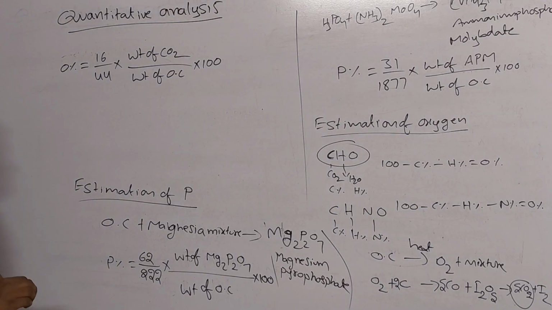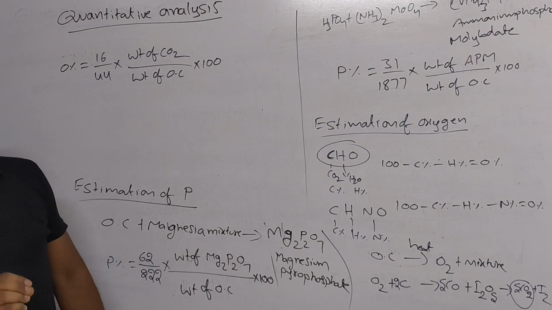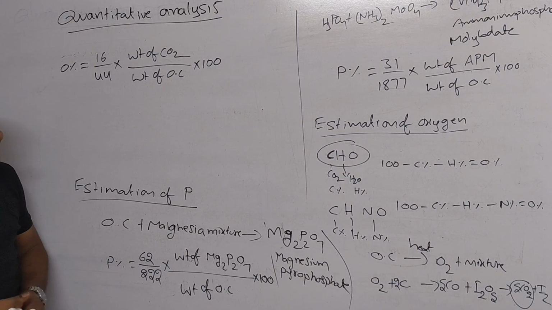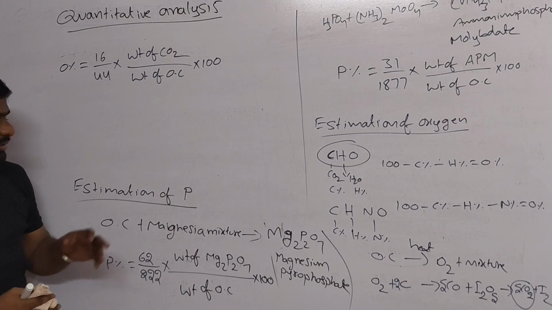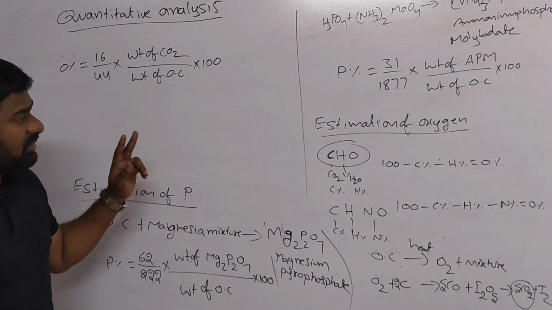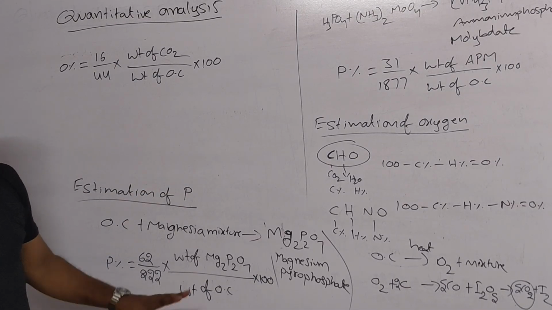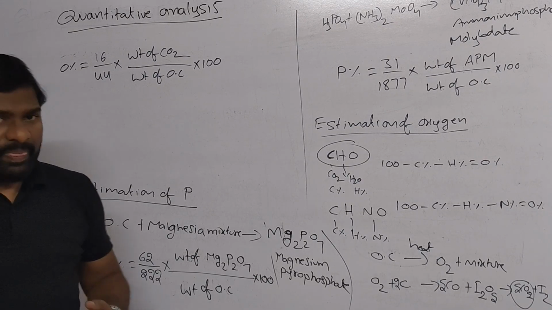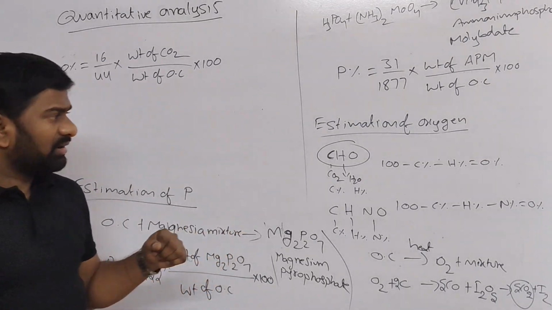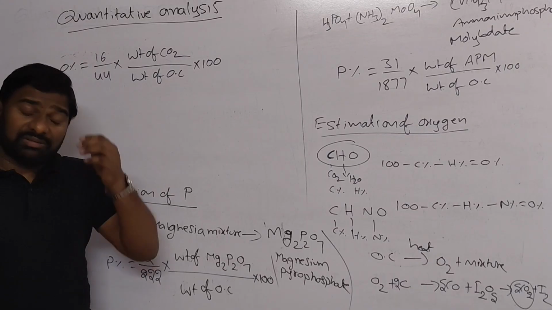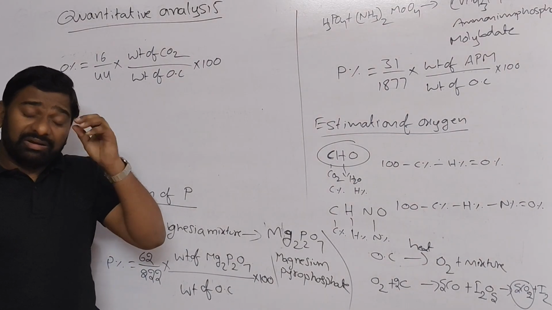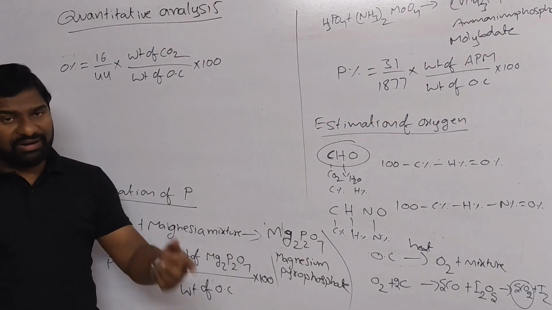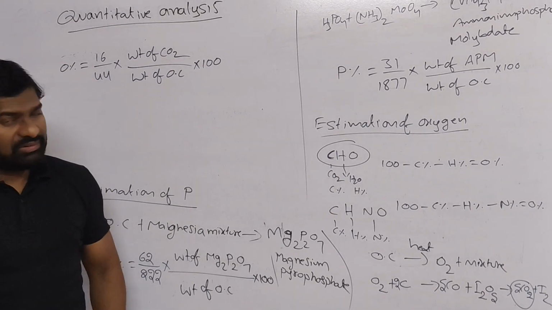So now I have explained the calculation of percentages of carbon, hydrogen, halogens, phosphorus, sulphur, and oxygen. Next, only nitrogen is left. The nitrogen estimation I will explain in the next video, because nitrogen estimation can only be understood by solving problems. Right, thank you.